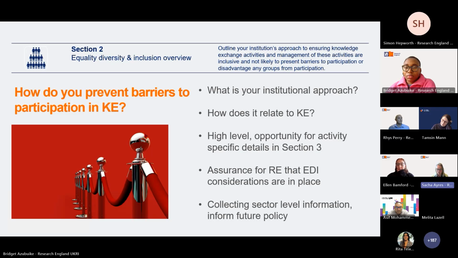If you've got an institutional EDI strategy that encompasses everything you do, including your knowledge exchange, then that's fine to provide a summary of that here. There's no requirement to draft a particular specialised document to address this question if it already exists in some form elsewhere. There are optional questions later to provide further detail in relation to specific activities, but this is the mandatory element, and I'll talk more about those later.